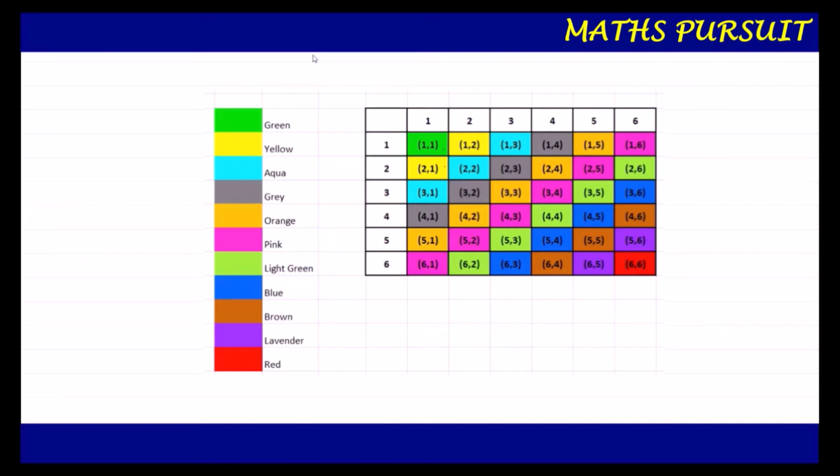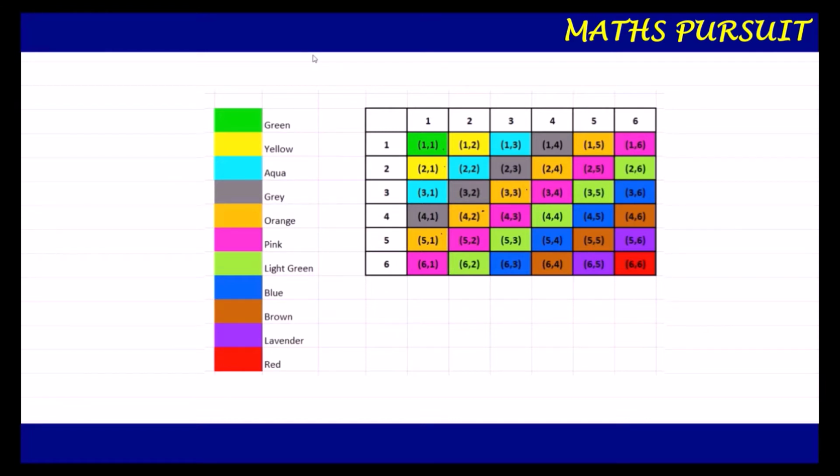Similarly, for getting a sum of 5, the favorable outcomes are 1, 2, 3, 4. If you look at the color gray, you will see that there are 4 favorable outcomes for getting a sum of 5. Similarly, for getting a sum of 6, there are 5 favorable outcomes. If you look at the orange color, 1, 2, 3, 4, 5. There are 5 favorable outcomes to get a sum of 6. Similarly, for getting a sum of 7, there are 6 favorable outcomes.